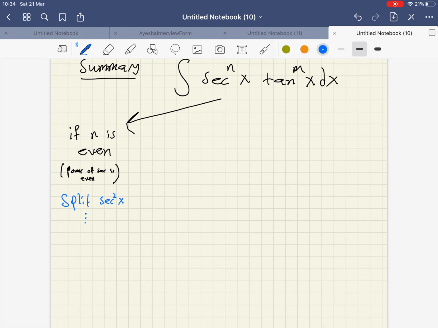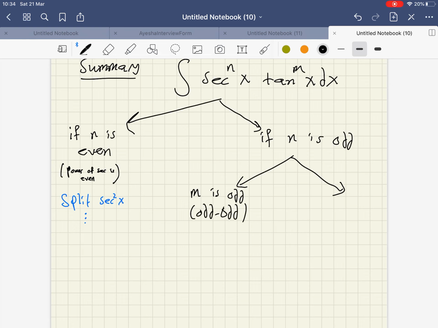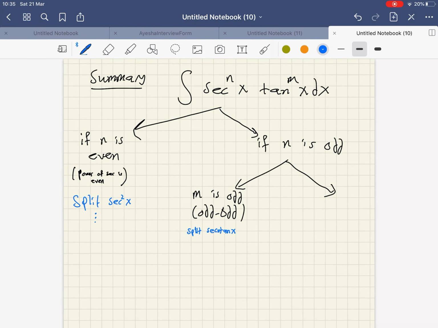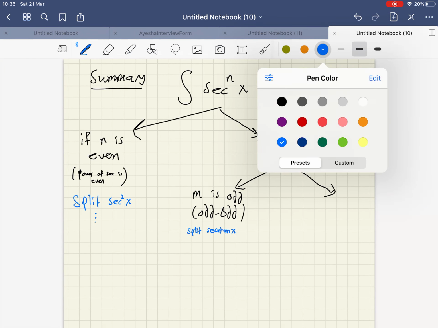The second method is that if n is odd, then we have two options to look at. The first option is that m is again odd, which we said is the odd situation. In that situation, we need to split off secant x tan x. Now, there is only one situation we didn't discuss from last time.